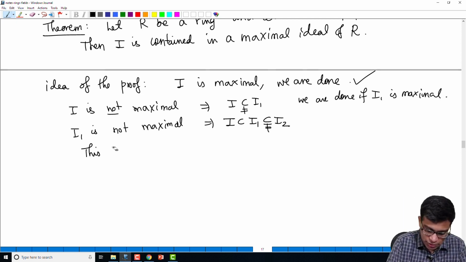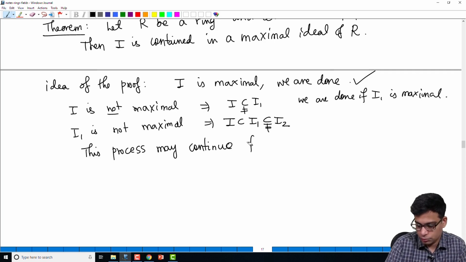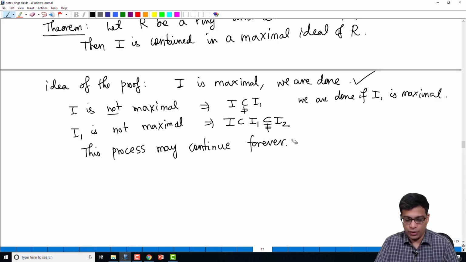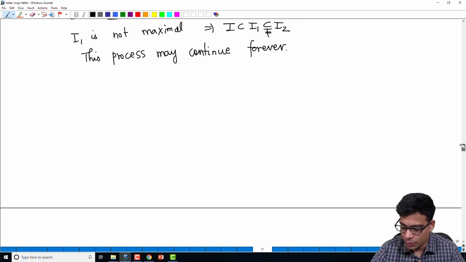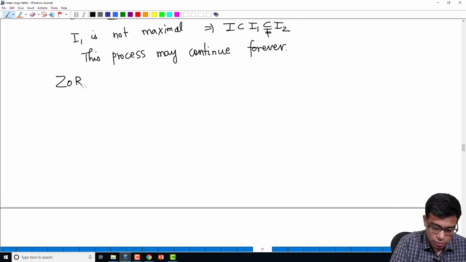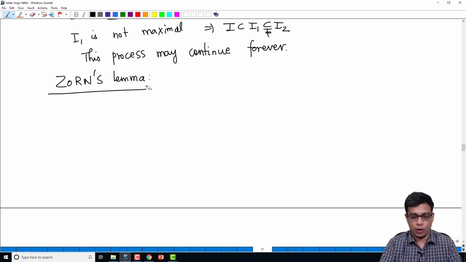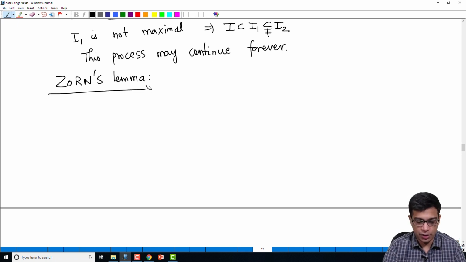So this process may continue forever, right? We have no reason to assume that it does not continue forever. So there is a tool that we use called Zorn's lemma, which is going to tell us that we can go around this problem and get the maximal ideal that we want.